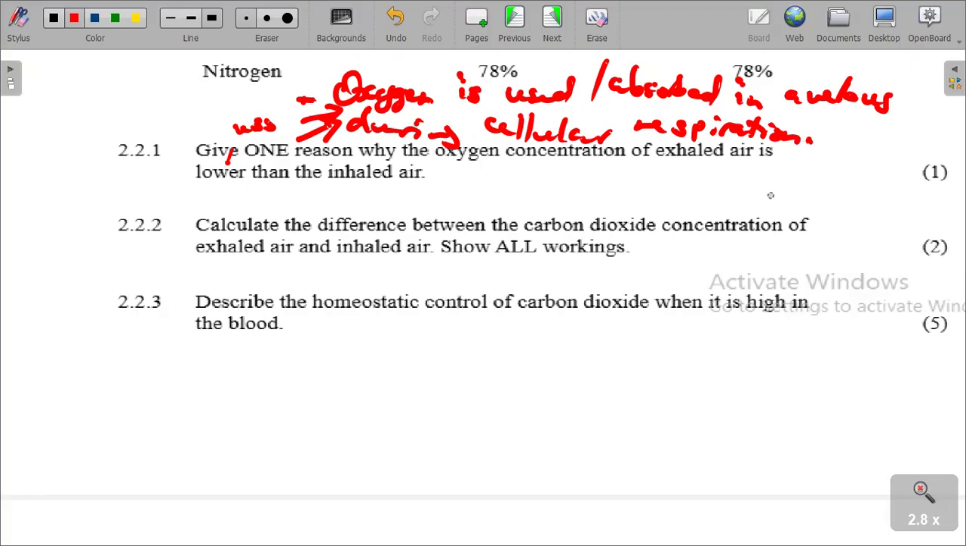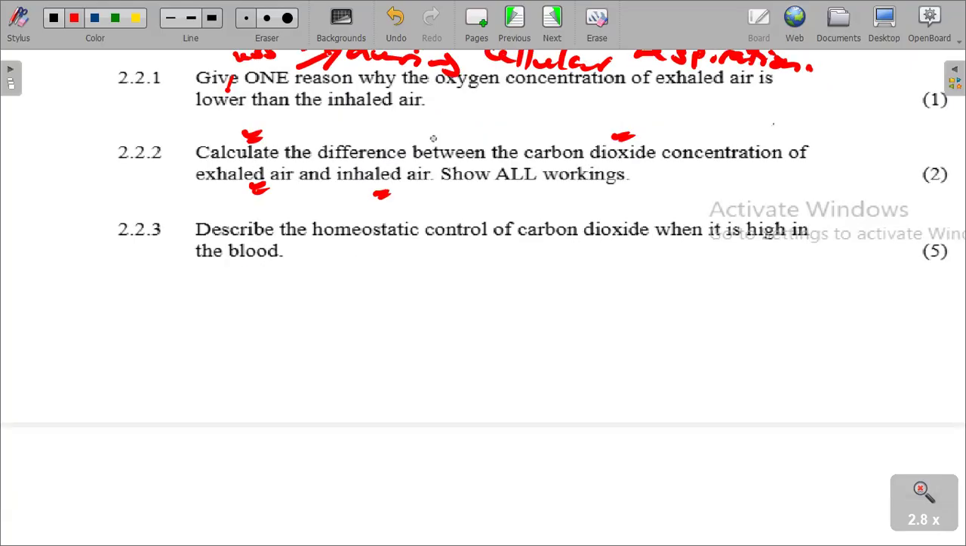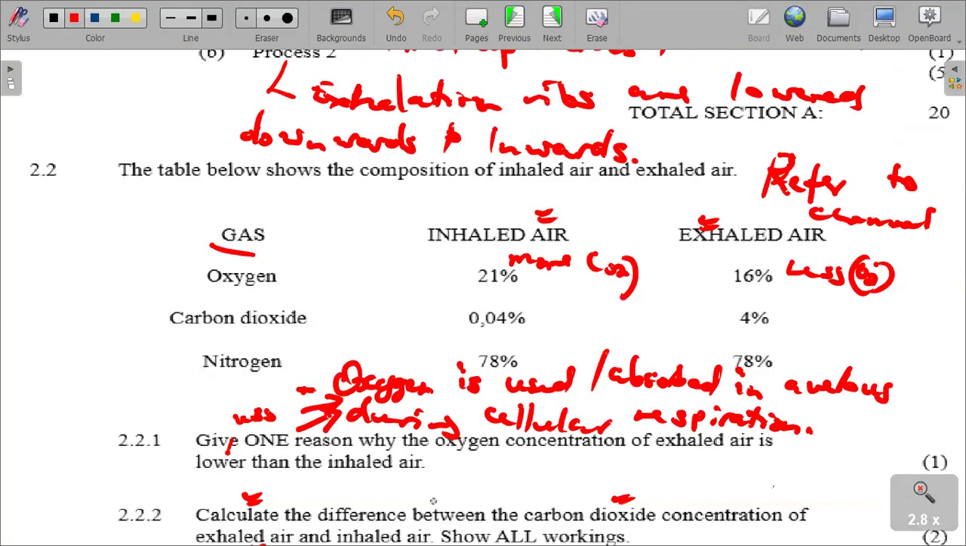And then calculate the difference between the carbon dioxide concentration between exhaled air and inhaled air. So this one, question 2.2.2, calculate the difference between exhaled and inhaled air, carbon dioxide. So we have got carbon dioxide 0.04% and 4%.